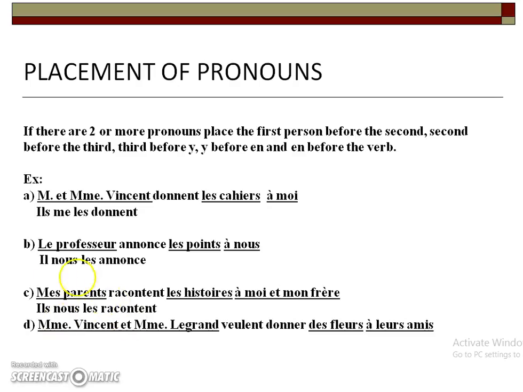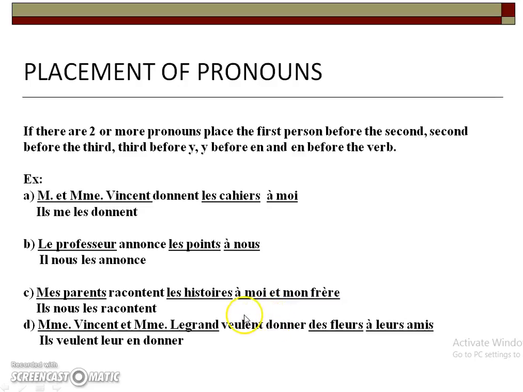Example number 4. Mr. and Mrs. Legrand want to give some flowers to their friends. They want to give some of them to them. This is de of any form and hence would be replaced by en. To them would be replaced by leur and Mr. and Mrs. Legrand would be replaced by they, which is ils. Your final answer would be ils veulent leur en donner. The third person is placed before en and en is placed before the verb.